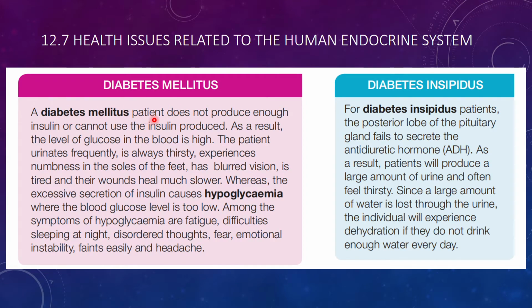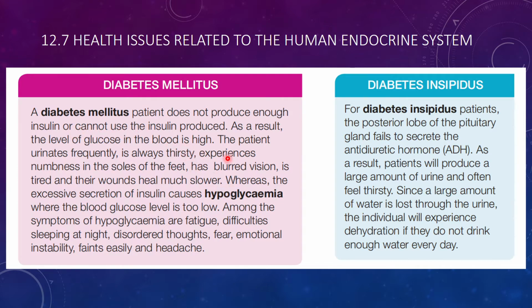A diabetes mellitus patient is the one that does not produce enough insulin, or they cannot use the insulin that is being produced. So the effect is that the level of glucose in the blood is always high, and that is dangerous. So this will cause the patient to have symptoms like urinating very frequently, going to the toilet very frequently. They are always thirsty and experience numbness in the soles of the feet, blurred vision, tiredness, and their wounds heal much slower. Okay, and that is because not enough insulin is being produced.